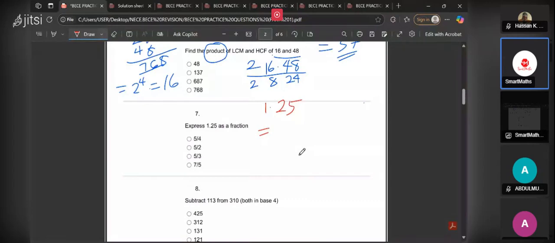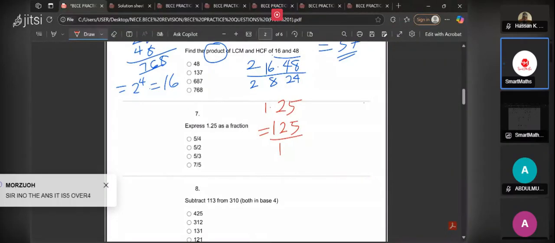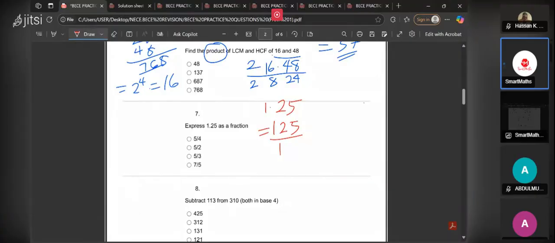I'll write 1, I'll write 2, I'll write 5. I have ignored the decimal point, right? I'll now put all over 1. Now you go back to the question. How many digits do you have after the decimal point? After the point we have 2, 5. How many are they? Just 2. You add 2 zeros to the bottom. Hope I'm making sense. After that, you are now going to simplify the fraction.